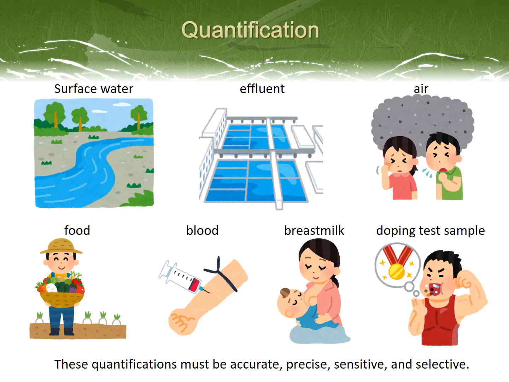Surface water, effluent, air, food, blood, breast milk, and doping test samples. There are many kinds of samples to be quantified by mass spec. These quantifications must be accurate, precise, sensitive, and selective. Mass spec has the ability to determine an analyte concentration with all these features.